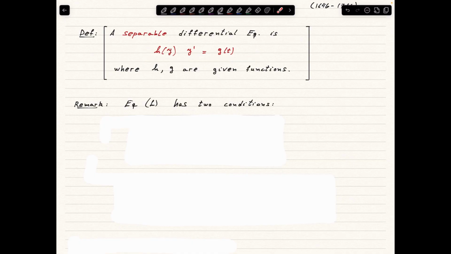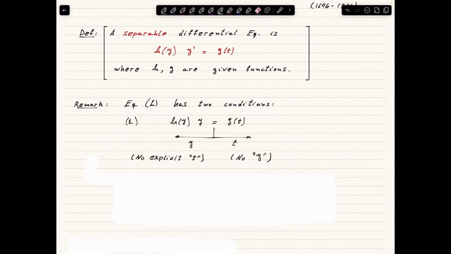First of all, the equation contains all the dependent variable on one side of the equation, and all the independent variable on the other side. Here the left side contains only y, and when we say that, we mean that there is no explicit independent variable t on the left side of the equation, and on the right side we have only the time variable, so there is no y on the right side.